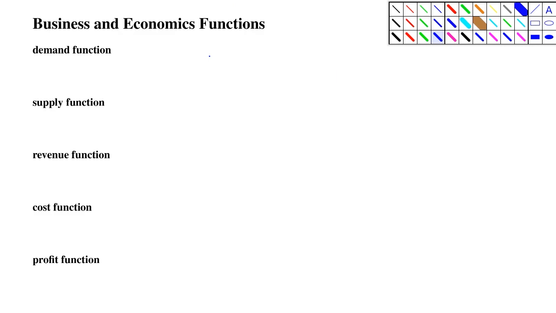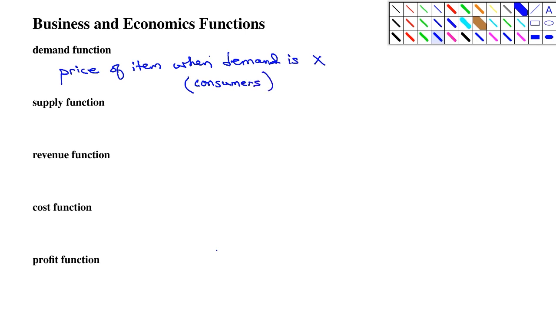Next, let's review the business functions that if you took 1319, you probably already know these. And if not, don't sweat it. We're going to give you enough information right here so that you can figure all these out. So we have the demand function or price demand function. What this function gives me is the price of item when demand is X. And this is on the consumer side, right? So as consumers demand more items, the price per item goes down.